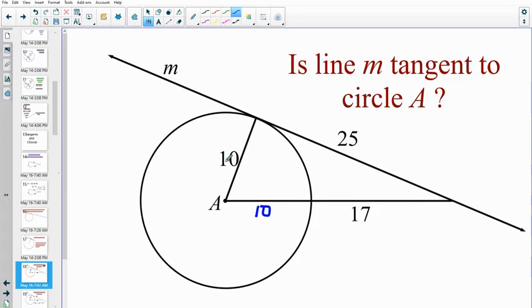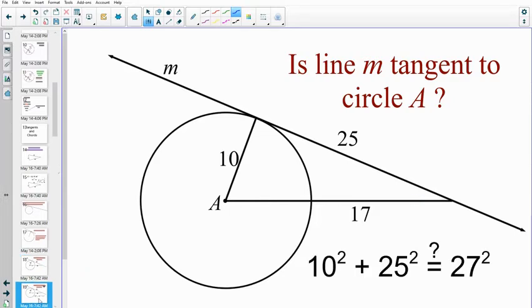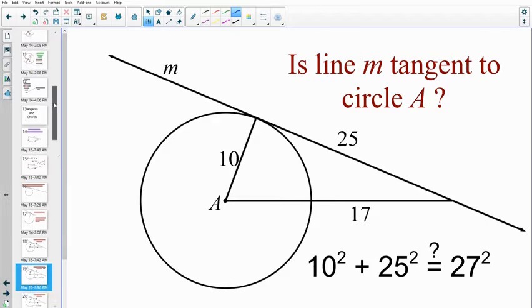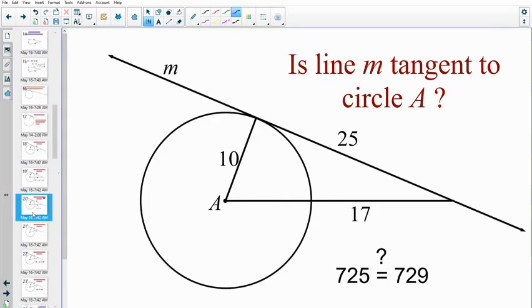So there's the question, is 10 squared plus 25 squared equal to 27 squared? Well, plug them in your calculator. 10 squared plus 25 squared is 725. 27 squared is 729. 725 is not equal to 729. So apparently, even though it looks close to a tangent, it looks like it might be, it's not quite. These two numbers are not exactly the same thing, so this is not a tangent to the circle.